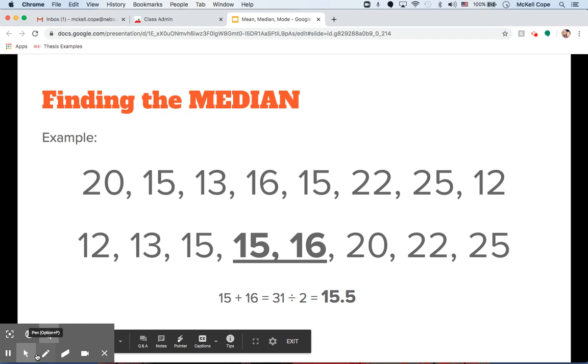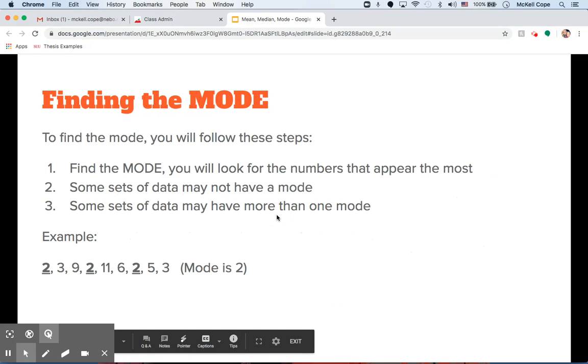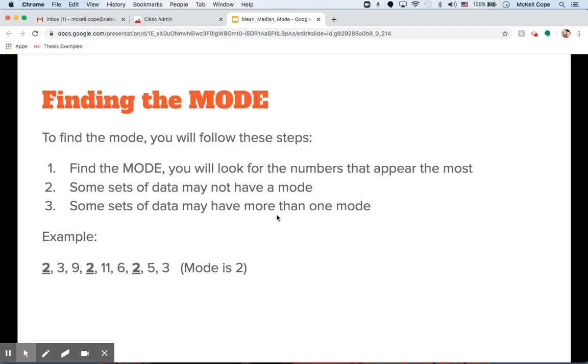All right, moving right along. The next thing we're going to look at is finding the mode. Now, the mode is the number that occurs the most often. So this actually doesn't take any calculating. It just takes observation. So I'm going to look at my set of numbers and I'm going to look at the number that appears the most.